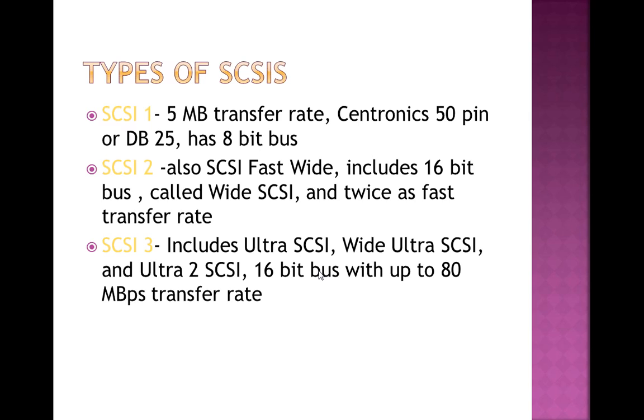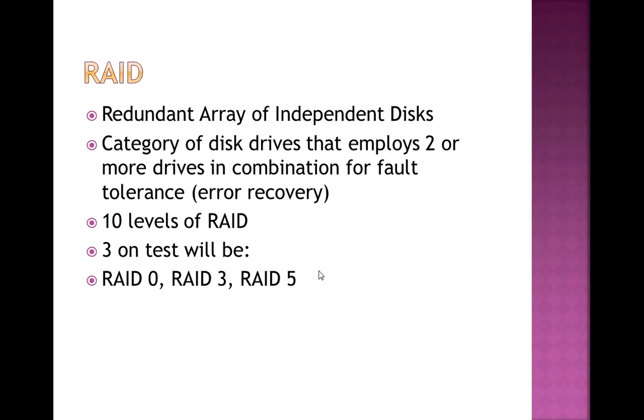SCSI 2 is also known as SCSI fast wide. It includes a 16-bit data bus, known as wide SCSI, and is twice as fast in transfer rate. Then SCSI 3 includes Ultra SCSI, Wide Ultra SCSI, and Ultra 2 SCSI, which contain a 16-bit bus up to an 80 MB transfer rate. These different transfer rates, different pins, and different memory differentiate between the different SCSI categories.